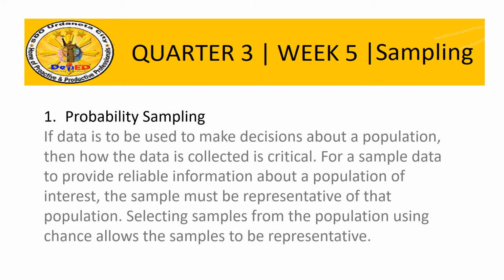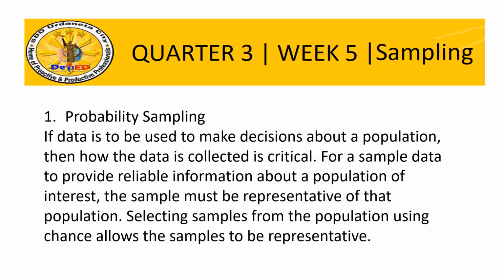So here, if data is to be used to make decisions about a population, then how the data is collected is critical. For example, for data to provide reliable information about a population of interest, the sample must be representative of that population. Selecting a sample from the population using chance allows the sample to be representative. In short, probability sampling means that every member of the population has a chance of being selected.